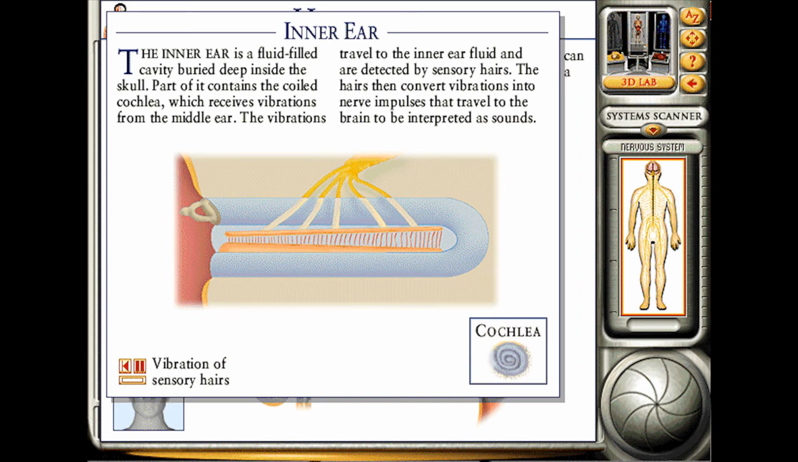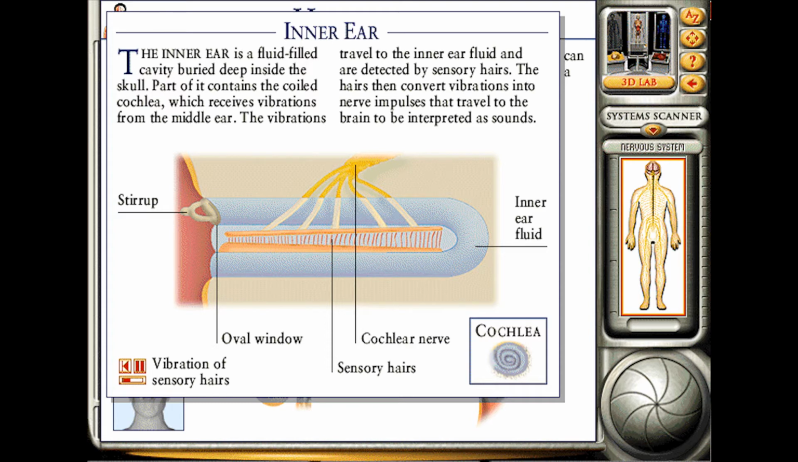The vibrating stirrup moves against the membrane across the oval window, making the inner ear fluid vibrate. These vibrations stimulate the sensory hairs in the cochlea to produce nerve impulses. The nerve impulses travel along the cochlear nerve to the brain, where they are interpreted as sounds.